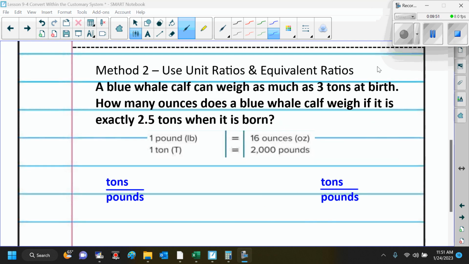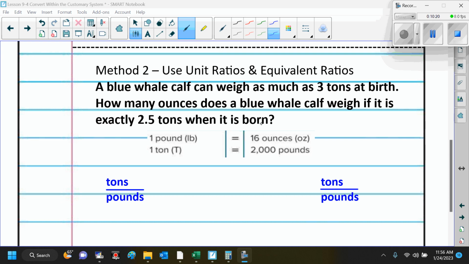All right, you're going to take a few minutes to work on method 2 with your table partners. This is using the ratios and equivalent ratios. It says a blue whale calf can weigh as much as 3 tons at birth. How many ounces does a blue whale calf weigh if it is exactly 2.5 tons when it is born? So I'm going to give you about 3 minutes to work on that with your table partners.